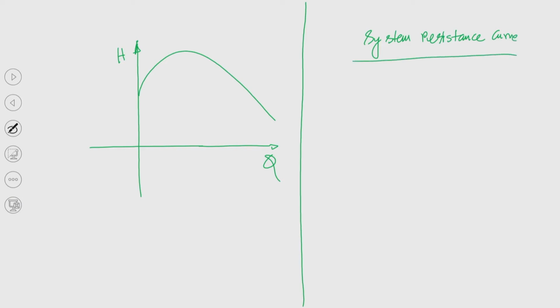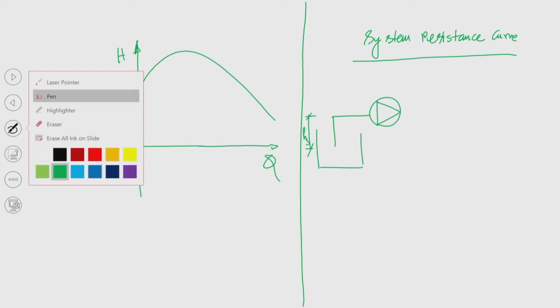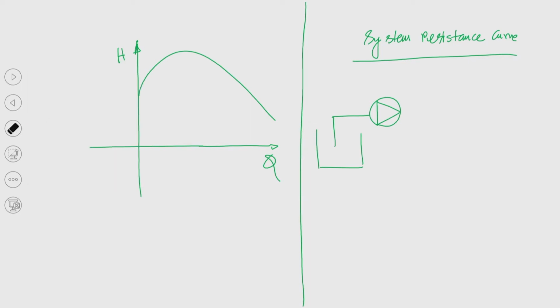So, what is the system resistance curve? You can understand from the words system resistance. Again I am telling, if we have one pump here and that pump is taking water from a tank, and say this height is h_s, and that pump is supplying water to a point, and that point is h_d distance away from the pump datum, right.